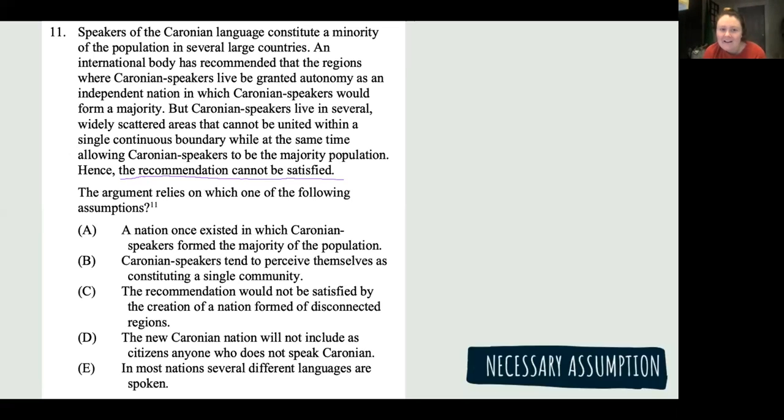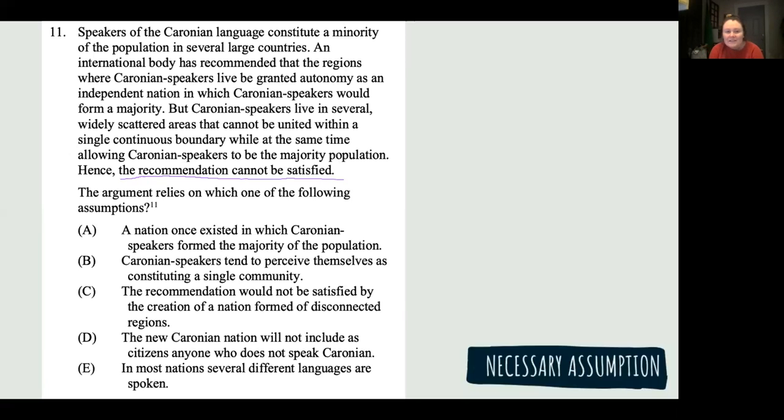No worries. So we're saying speakers of the Curonian language constitute a minority of the populations in several large countries. So we have this language, and these people are a minority in several large countries, whether it's China or Japan, the United States, wherever. An international body has recommended that regions where Curonian speakers live be granted autonomy as an independent nation in which Curonian speakers would form a majority. So we're like, all right, all our Curonian speakers living in Michigan, you go form your own nation in Michigan.